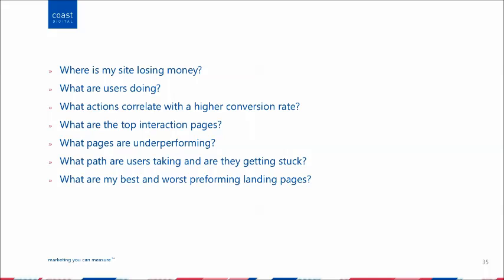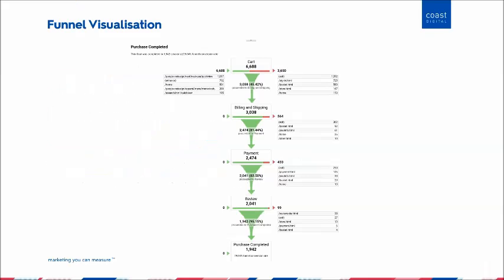I'm going to show you a few examples of how we can start to address the first question, where's my site losing money? One report that's great for this is the funnel visualization report in Google. Every website should have a funnel which users have to go through in order to complete an action. You can set this up in Google by adding the steps required to complete a desired action in GA, and when you do this, you're left with this great report.